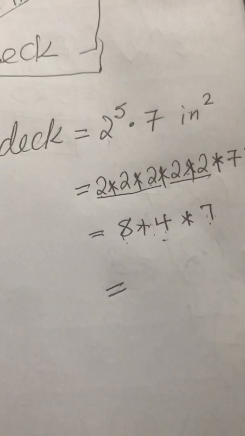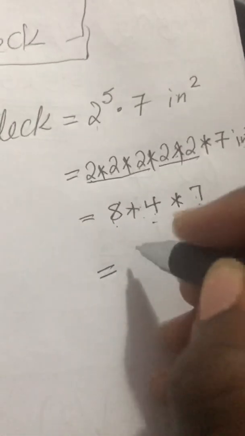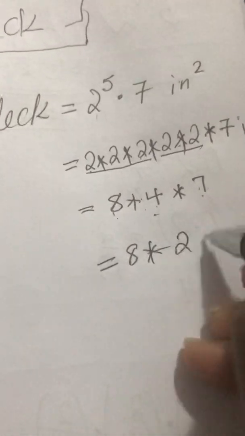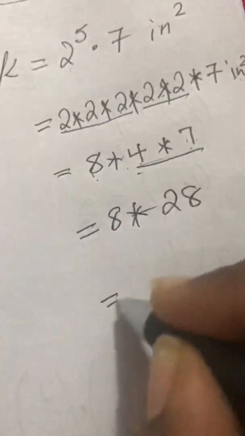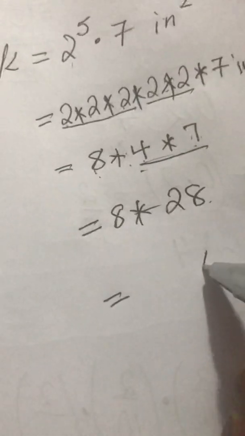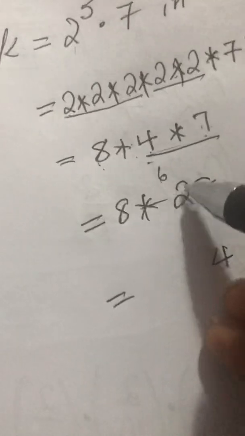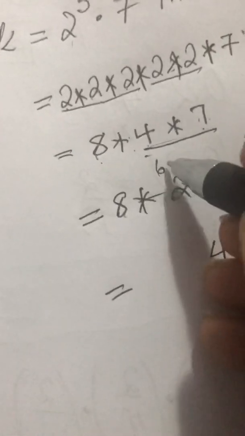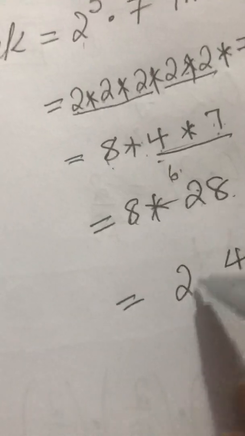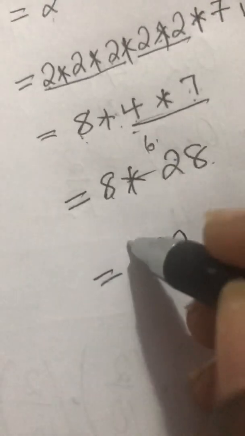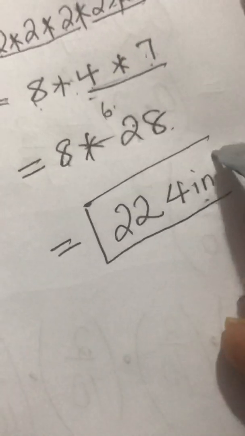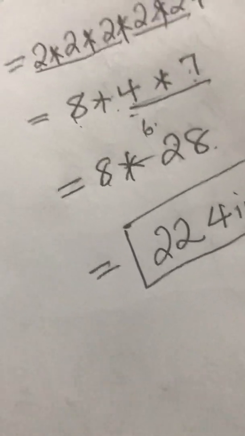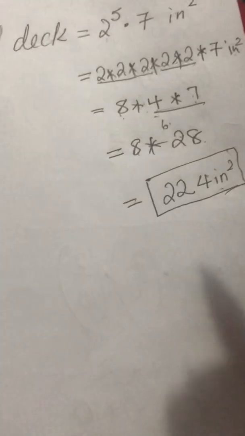All right, we continue. So let me do 8 times 28 because of 4 times 7. Okay? And then 8 times 8 is 64. I carry the 6. 2 times 8 is 16 plus 6 is 22. So 224 is my answer, inches squared. Do you see that? Without my calculator. I don't need a calculator.